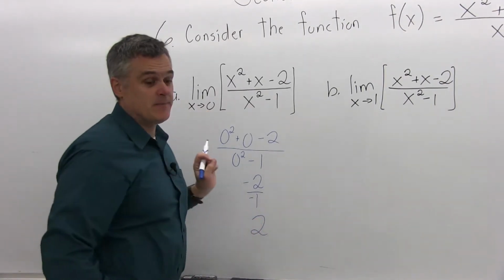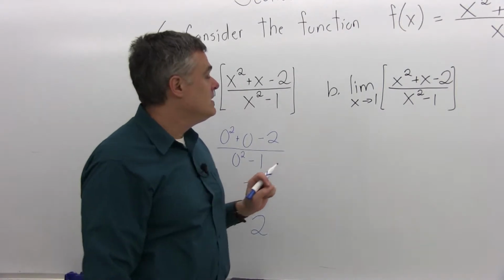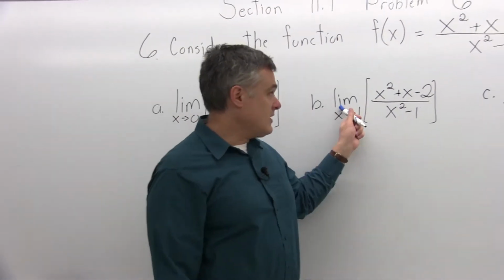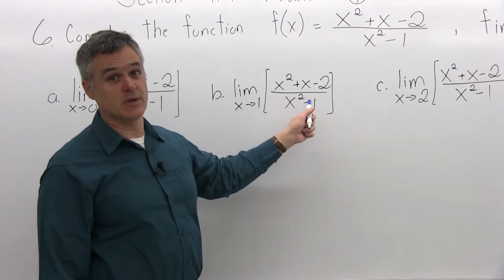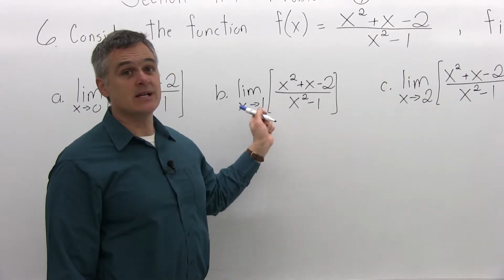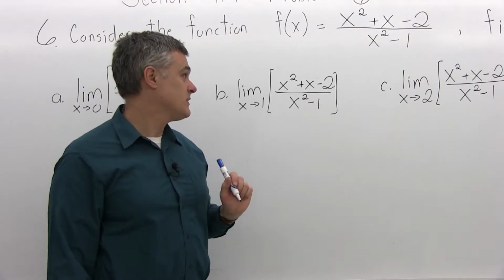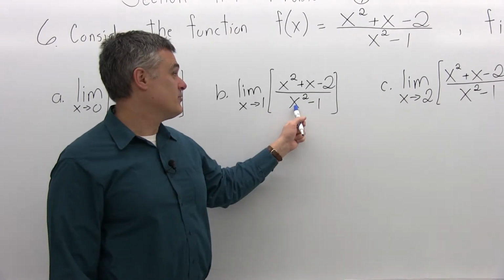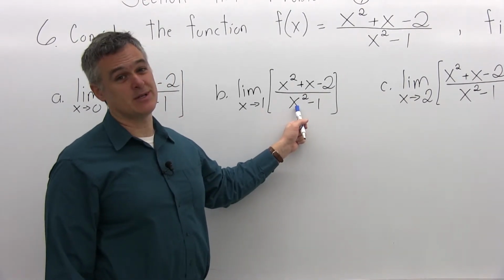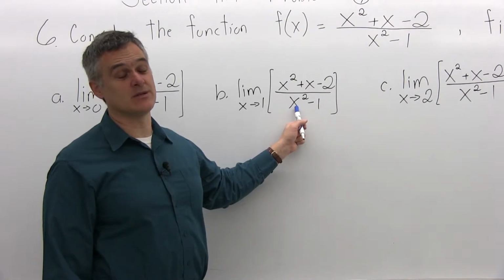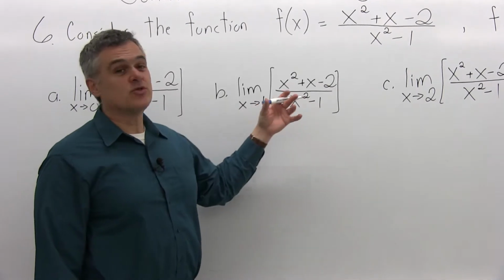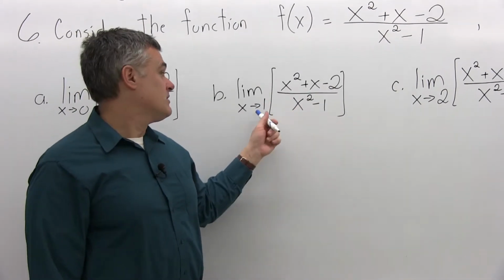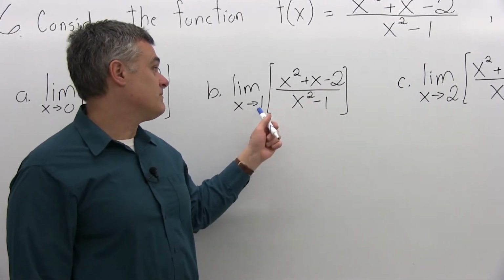So that's part A. B says, take the limit of the same function, x squared plus x minus 2 over x squared minus 1, as x approaches 1. Now this is a little bit more of a problem, because if you see in the denominator, it's going to wind up being 1 minus 1, which is 0. You cannot allow a 0 in the denominator. It's undefined. So I have to find some trick of putting in stuff very, very close to 1.